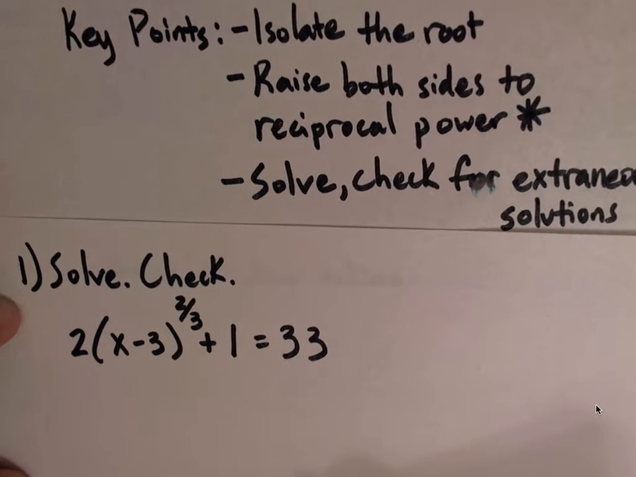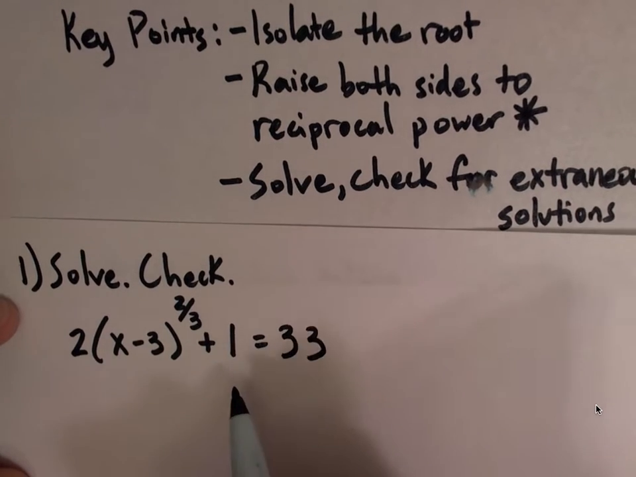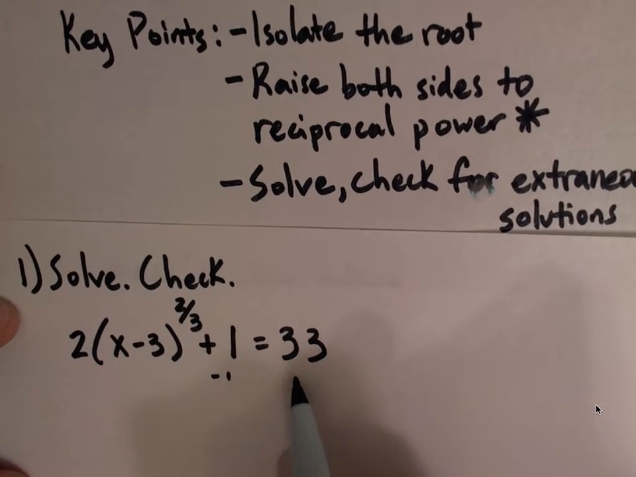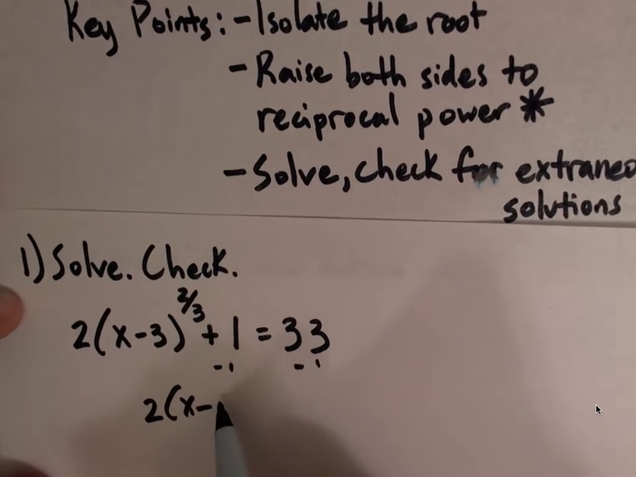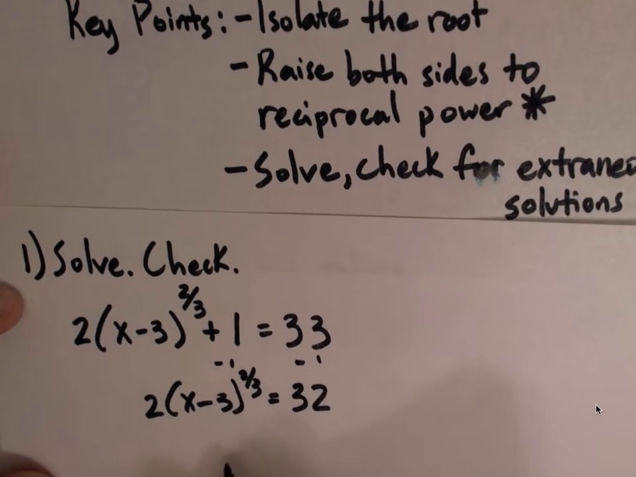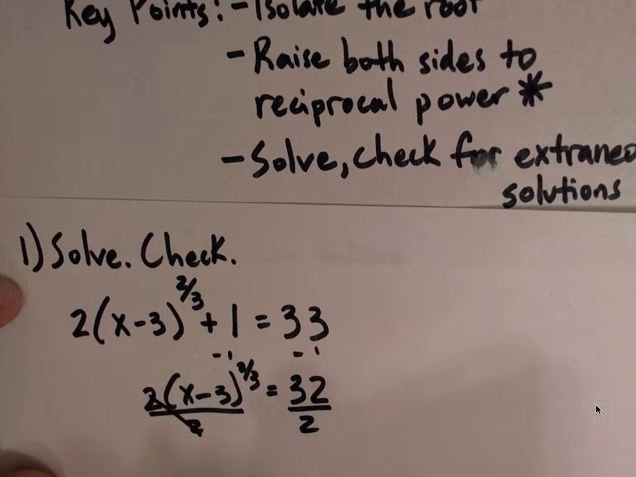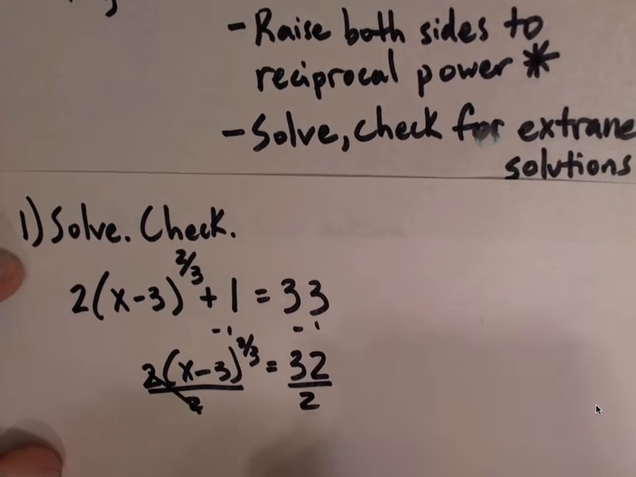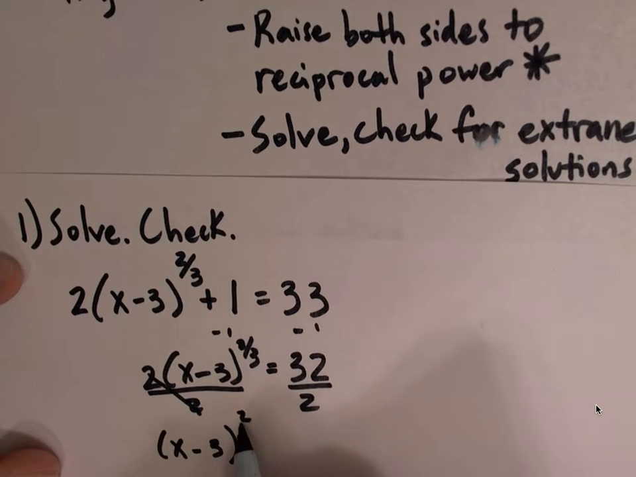So first off, we want to isolate the root. Just like in algebra class, we want to get rid of the 1 and then the 2, so we subtract 1 from both sides. (x - 3)^(2/3) times 2 equals 32. And then we're going to divide both sides by 2, that makes a 1. So we're going to get (x - 3)^(2/3) equals 16.